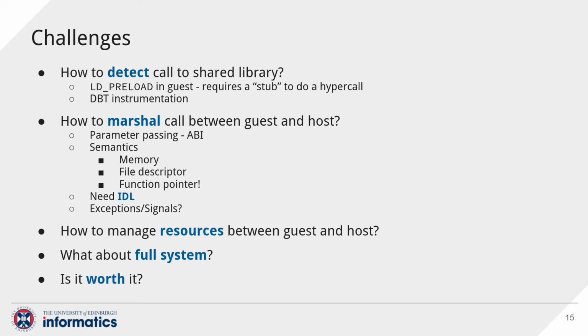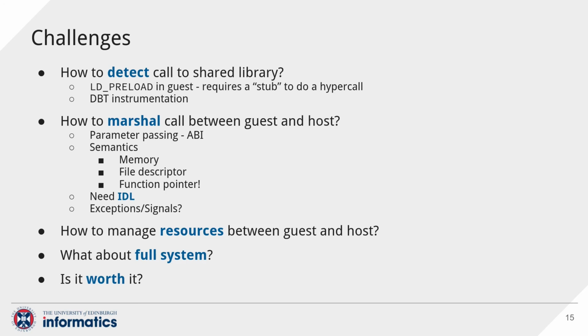Another approach is to do DBT instrumentation. Well, we're already running in a DBT context, which means we know what code we're translating. So instead, if we make the DBT aware that a shared library call is happening when the program branches to a particular address, then we can handle this transparently without having to use stub functions. We can just detect that we're calling that address and instead pass it straight onto the native library rather than doing the translated library. So there are a couple of ways of detecting shared library calls in guest programs.